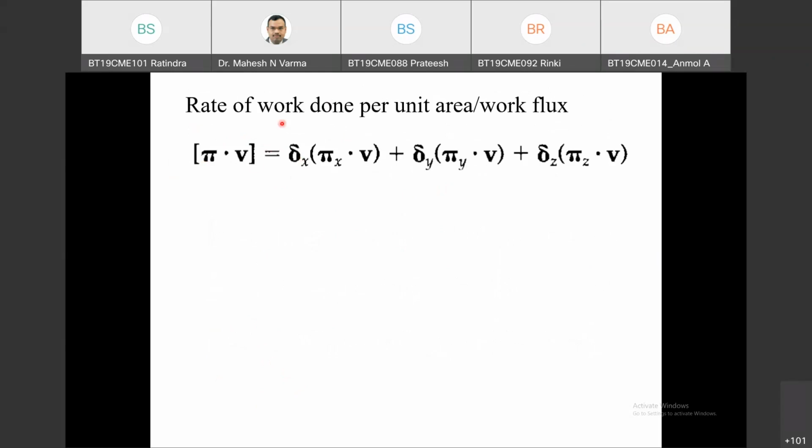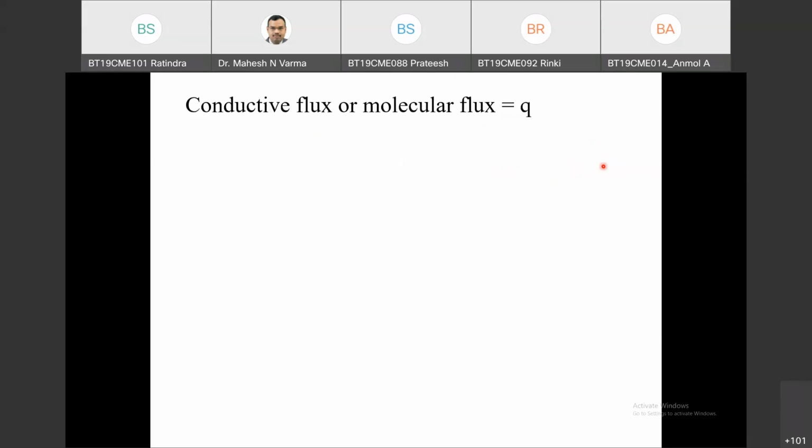Total work flux using the Dirac delta function. The Dirac delta function we have used so many times. It will have a unity value in the appropriate direction, otherwise it will be 0. This will be the total work flux. Delta x is the x work flux, delta y is the y work flux, and delta z is the z work flux. Okay, this will be a work flux because of molecular motion, and then the conductive flux.